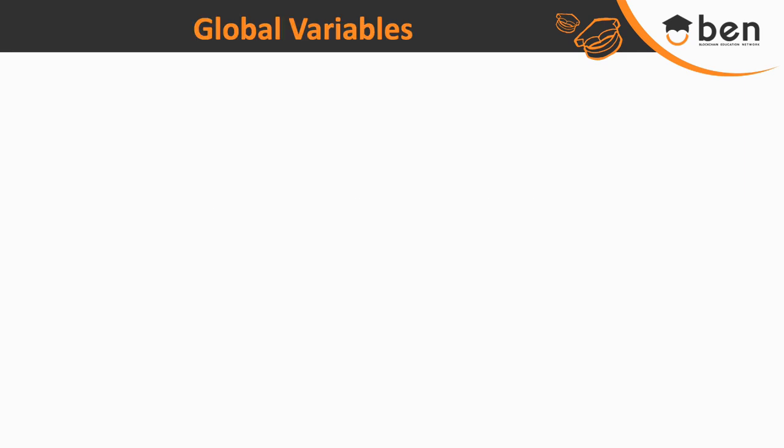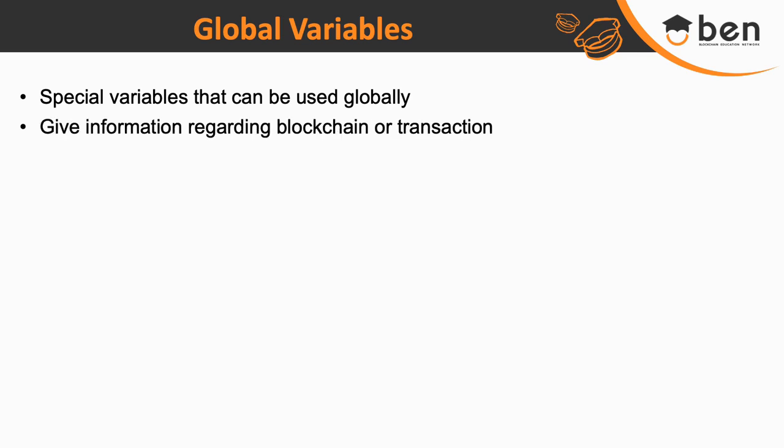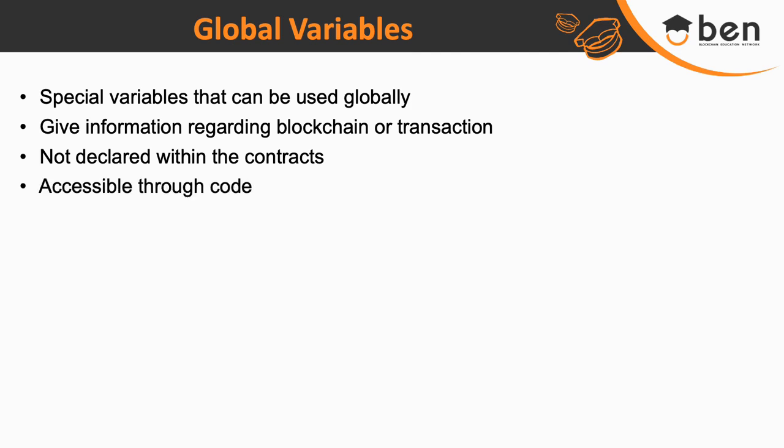So what are these global variables? Global variables are special variables that can be used globally in the contract. This means that global variables are special keywords, reserved words and functions which are made available to us by the Solidity language, and they can be used through the entire contract, whether inside the function, outside the function, anywhere, and they need not be declared separately. These global variables give us information regarding the blockchain or the transaction. They are not required to be declared within the contracts and are accessible through code.